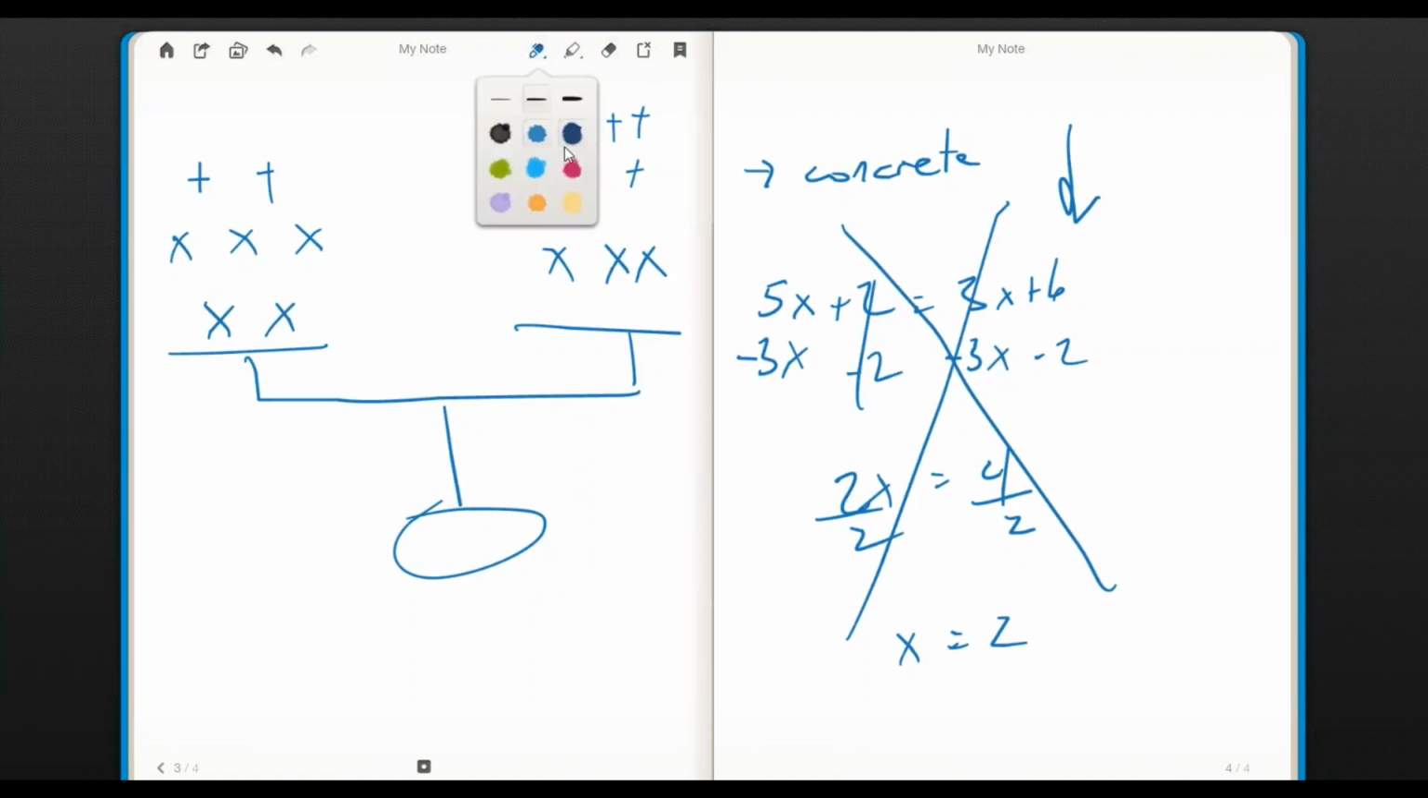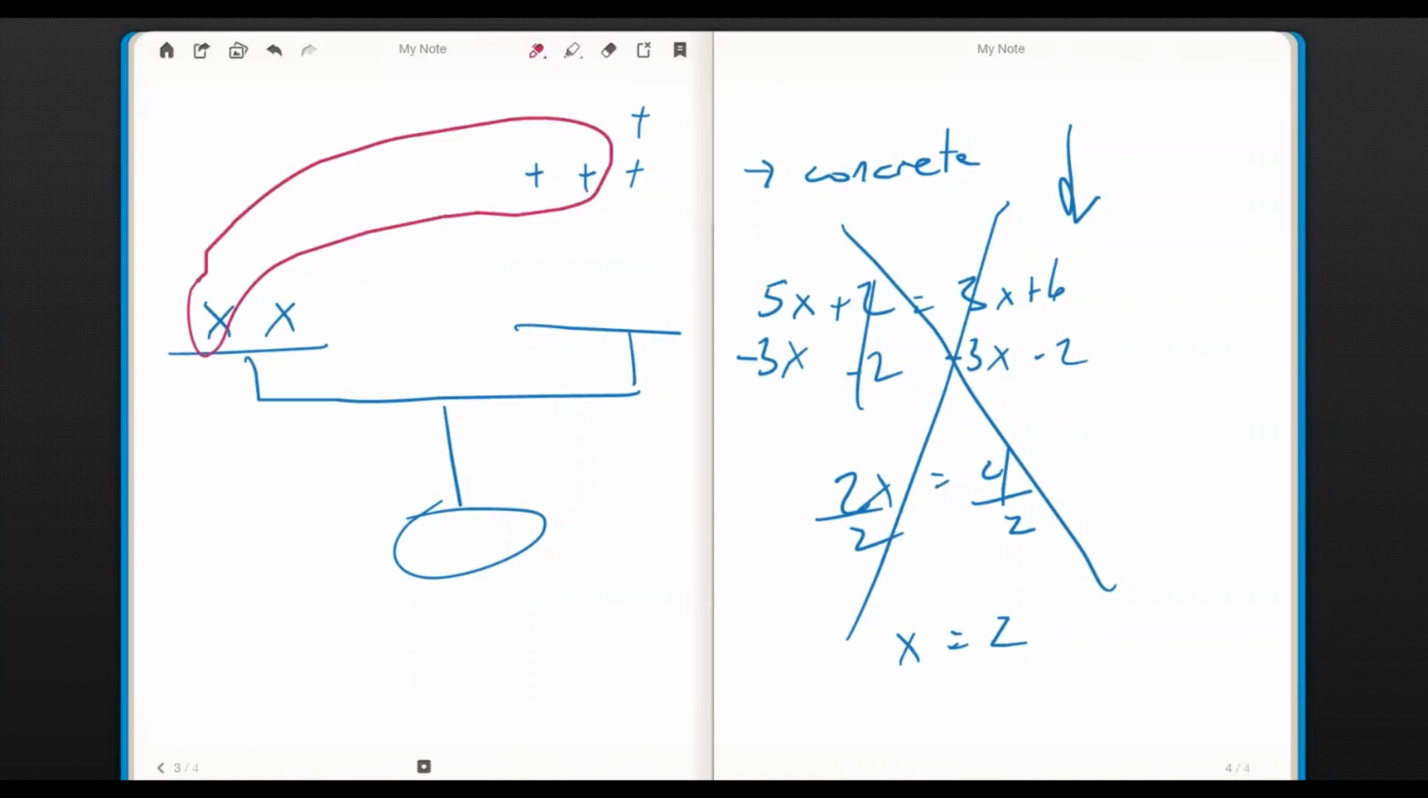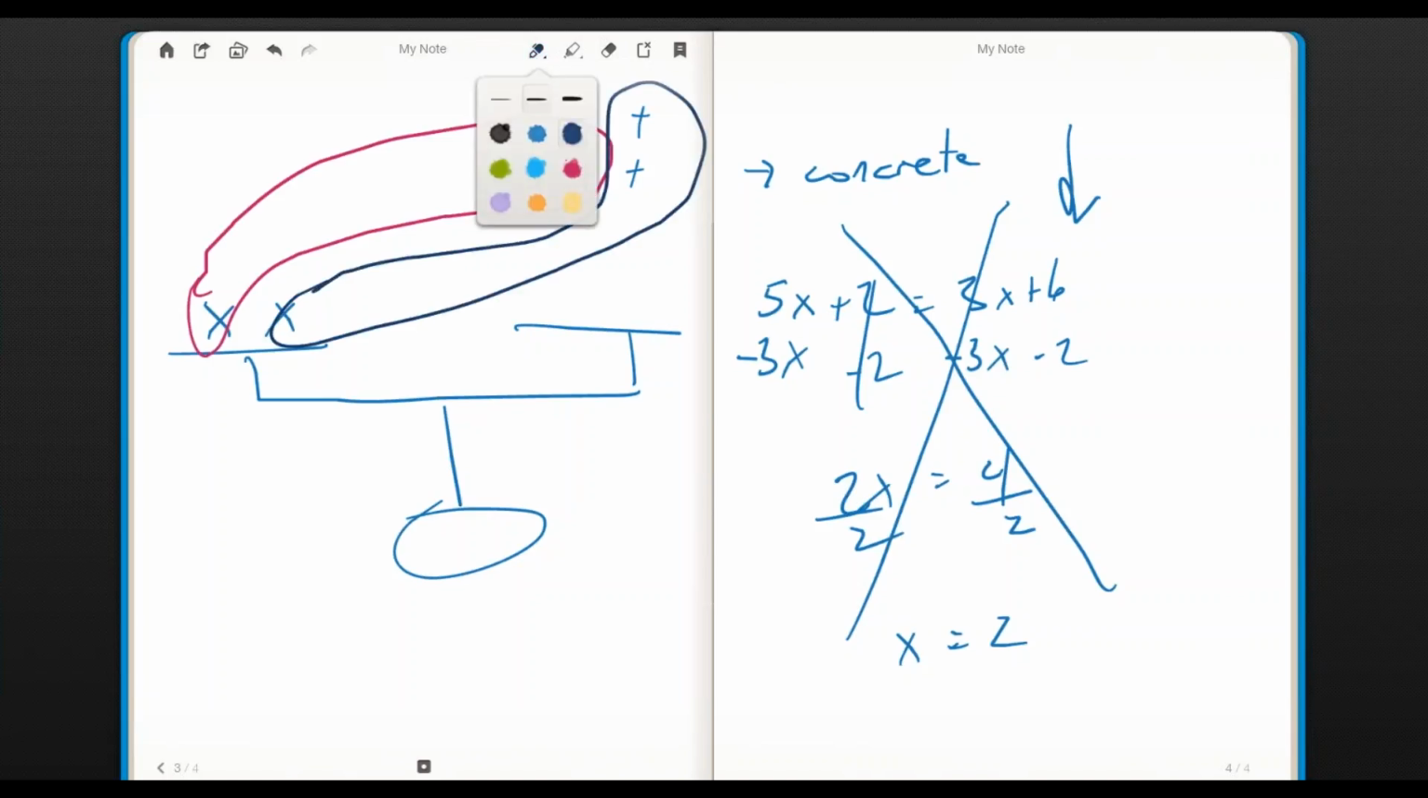If I take off 3 from this side and I take off 3 from this side, we're still balanced. If I remove 2 of these and I remove 2 of these, we're still balanced. So now what I have, once I've gotten rid of those and kept my scales balanced, is the fact that 2 x's are the same thing as 4 numbers, 4 positives. And so if I take these and I say, well, this x is going to get 2 of them, and this x is going to get 2 of them, then I can see very logically that x is equal to 2.